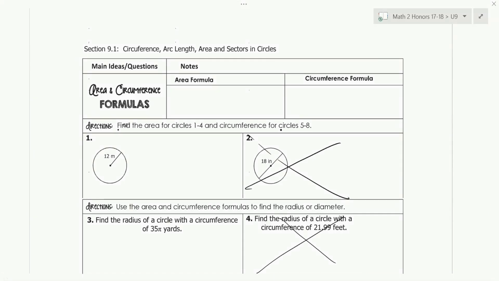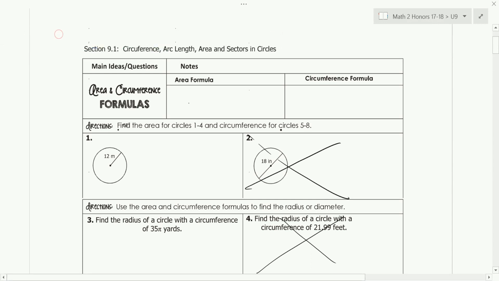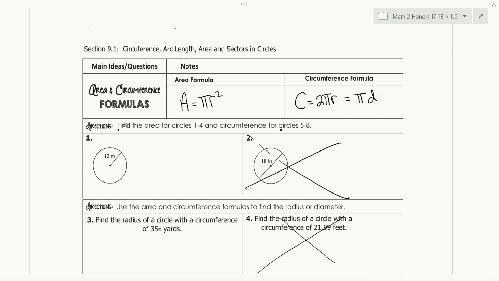So area and circumference of a circle. You guys remember what the formula is for the area of a circle without looking? Area is pi r squared. Okay. And the circumference of a circle? 2 pi r. Or you may say pi times your diameter. Okay. Because 2 times your radius is the length of the diameter.